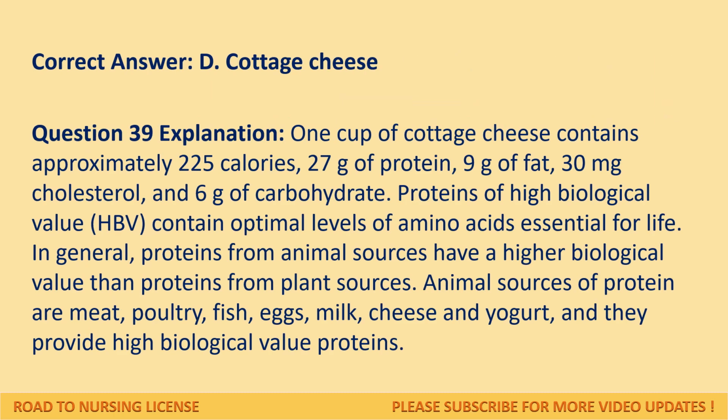Question 39 Explanation: 1 cup of cottage cheese contains approximately 225 calories, 27 grams of protein, 9 grams of fat, 30 milligrams cholesterol, and 6 grams of carbohydrate. Proteins of high biological value contain optimal levels of amino acids essential for life. In general, proteins from animal sources have a higher biological value than proteins from plant sources. Animal sources of protein are meat, poultry, fish, eggs, milk, cheese and yogurt, and they provide high biological value proteins.